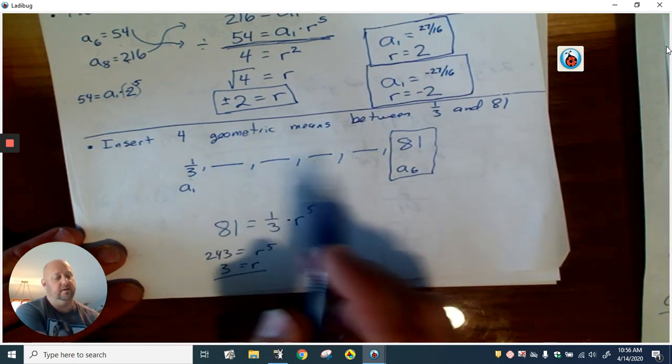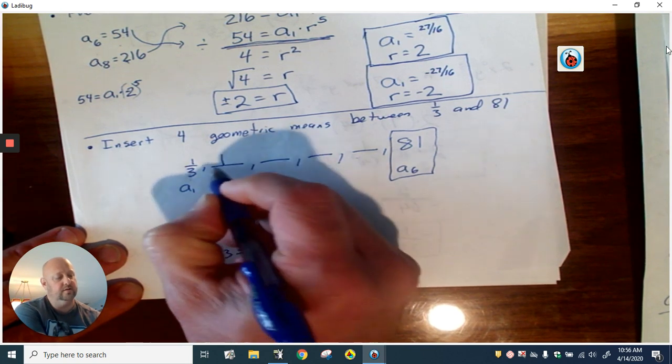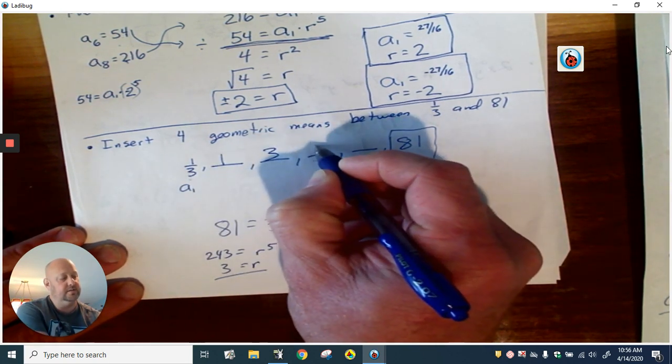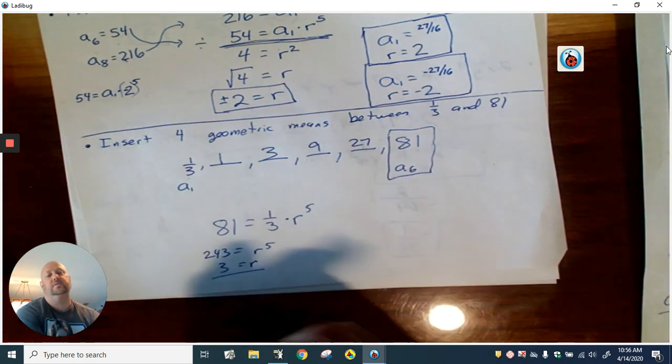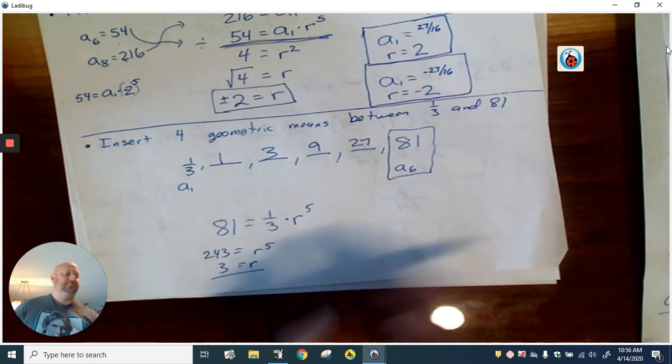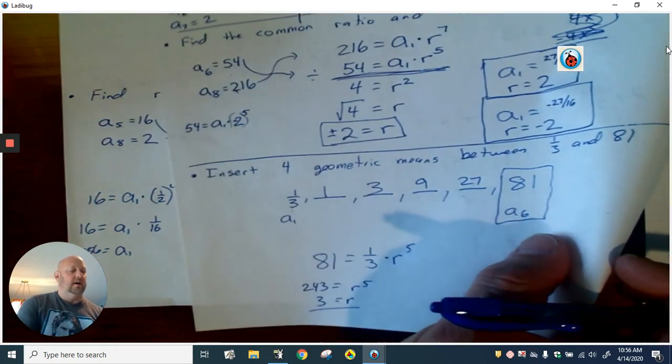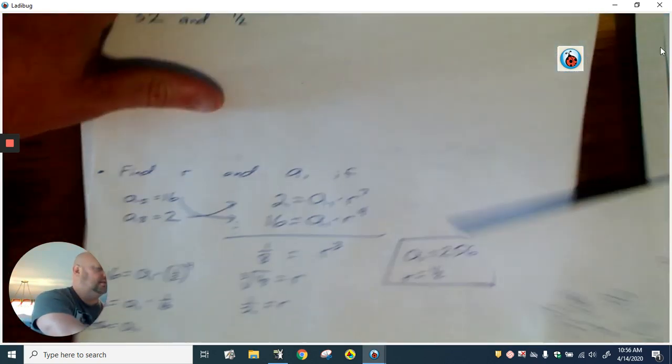Now, once you have the r here, the easiest way to finish this is just recursively. So just multiply by 3. So 1/3 times 3 is 1, times 3 is 3, times 3 is 9, times 3 is 27, 27 times 3, sure enough, is 81. Okay?